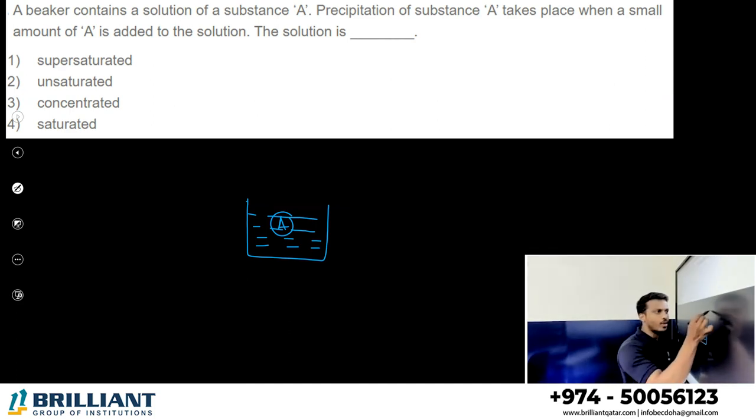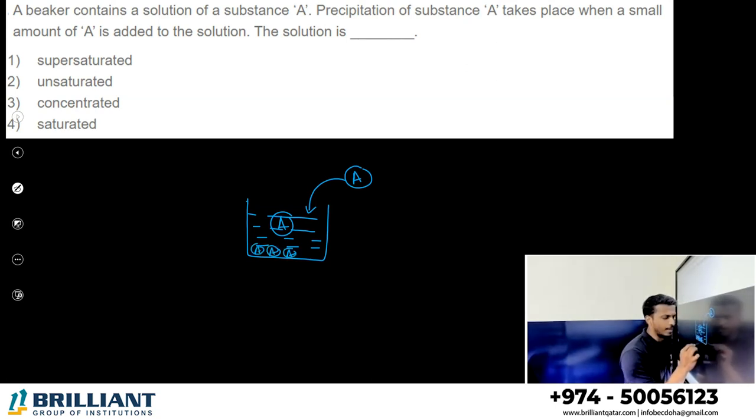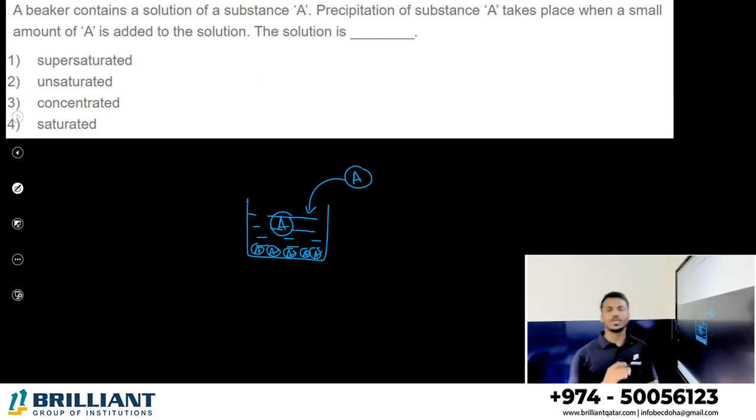Alright, we are going to add some more A into this compound. So the present A either exists or is converted into precipitate. Then what is the solution known as? Dear student, it is called a supersaturated solution. When you add a small quantity of the solute once again, if the substance is not dissolving but precipitating, we can call it a supersaturated solution: completely saturated, and above that, supersaturated.